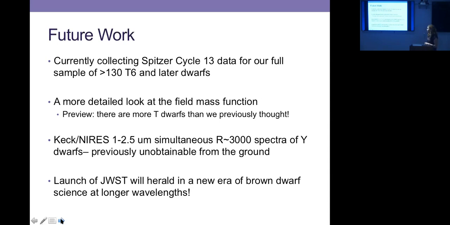And then lastly, I think that looking to JWST, we'll finally be able to get really good spectra in the 3 to 10 micron range. And I think that's when we're actually going to be probing things like temperature and gravity of these really cold brown dwarfs.